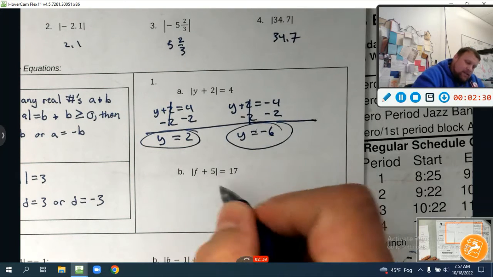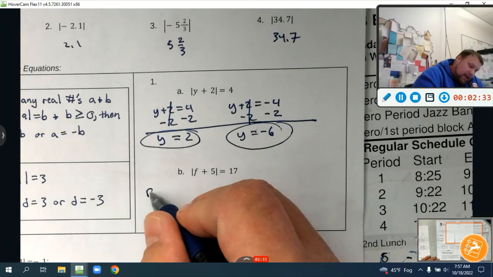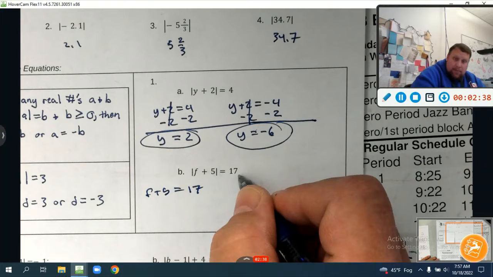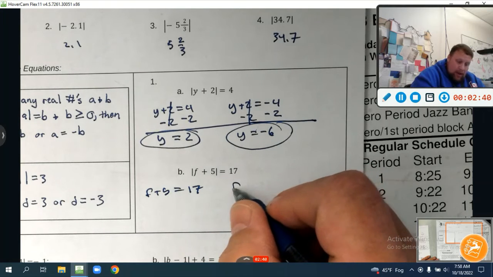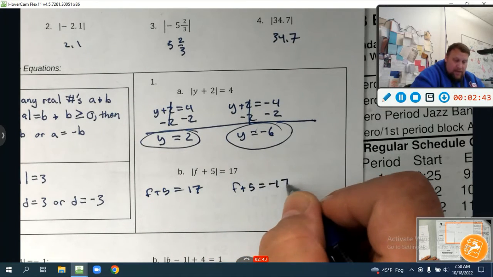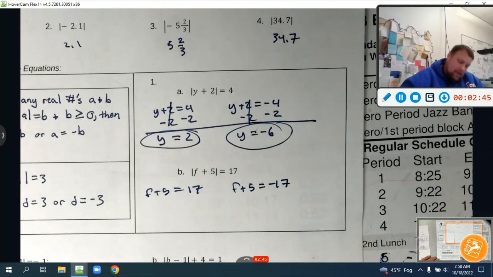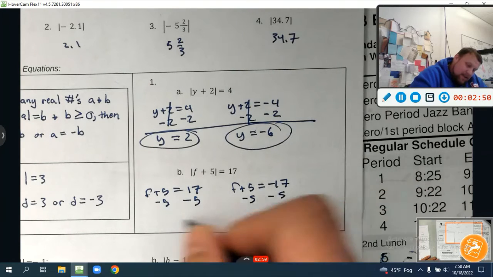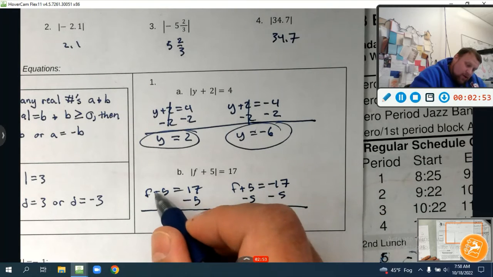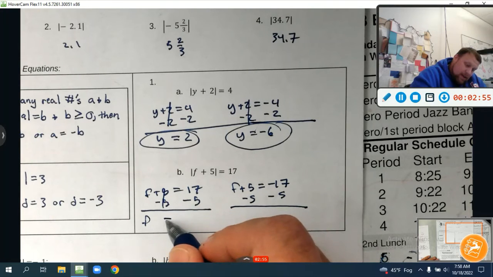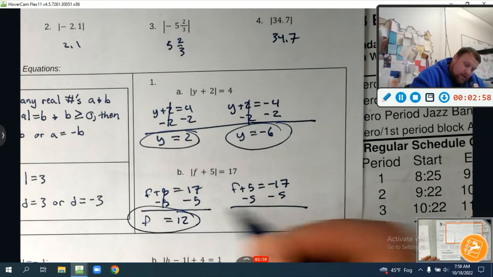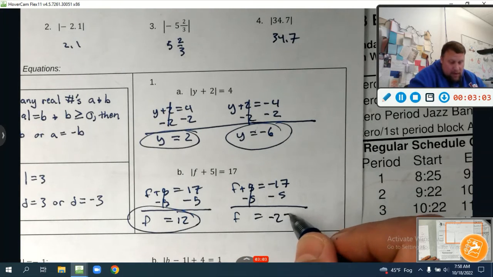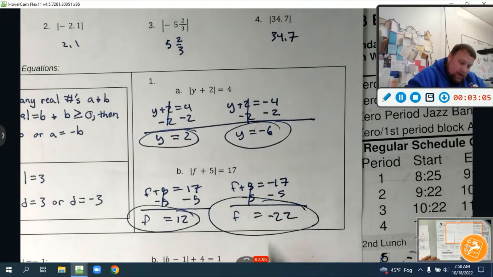Take a minute. We're going to set this up, right? What's this going to be? It's going to be f plus 5 equals 17. You're just taking what's inside here, setting it equal to the positive and negative versions. Or f plus 5 equals negative 17. Again, pause this, solve it. Let's check it. All right. I'm going to subtract 5 from both sides, and I'm doing it twice. Over here, I get f equals 12. Over here, I get f equals, what, negative 22? Boom, we did it.